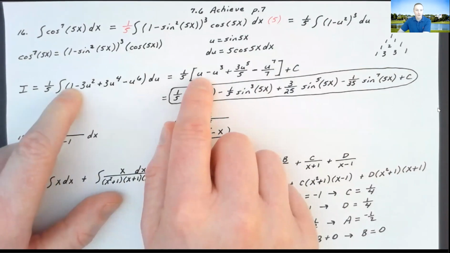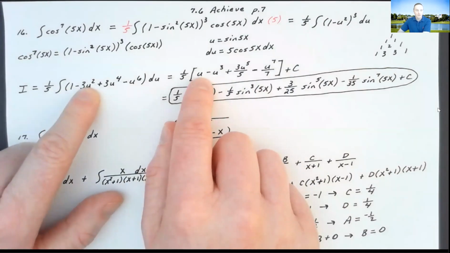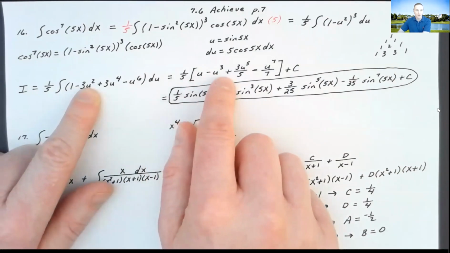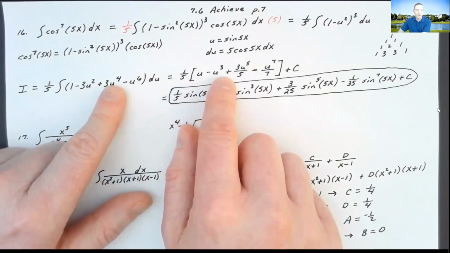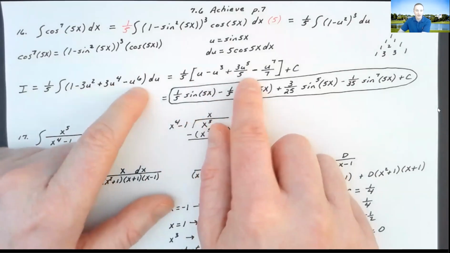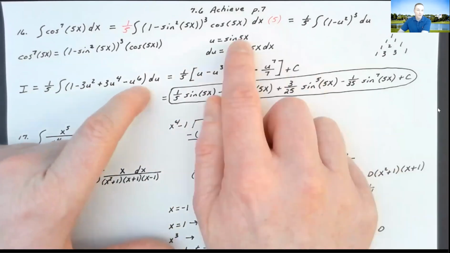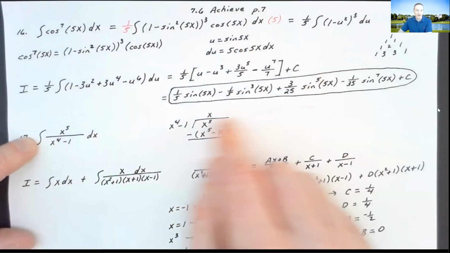This is u to the 0 becomes u to the 1st. This becomes 3u cubed over 3, which is just going to be minus u cubed. Then we have plus 3u to the 5th over 5 minus u to the 7th over 7 plus your constant of integration. We know u is equal to the sine of 5x.